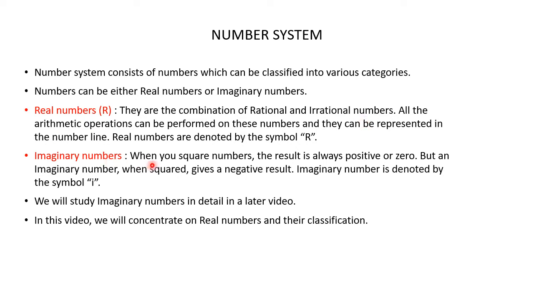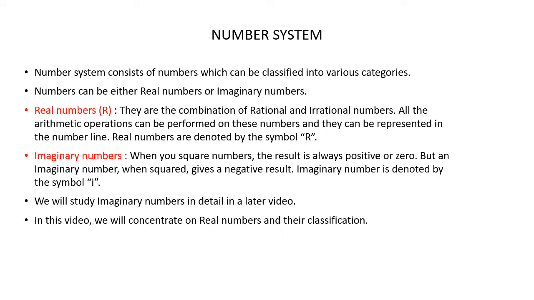When you square numbers, the result is always positive or zero. But an imaginary number, when squared, gives a negative result. Imaginary number is denoted by the symbol I. So what are imaginary numbers?